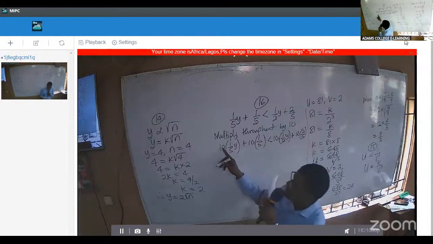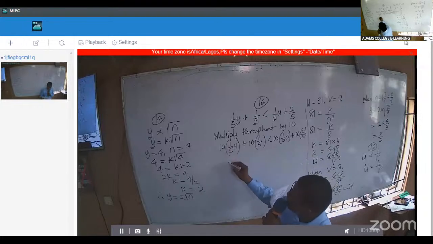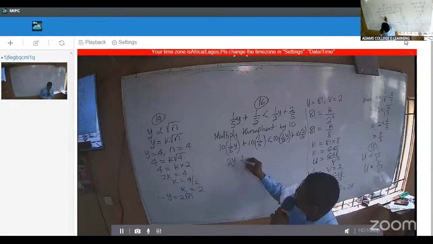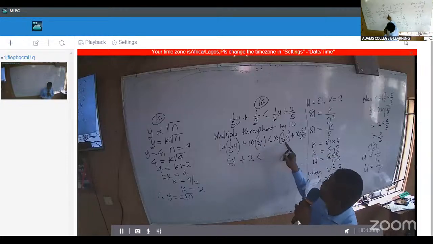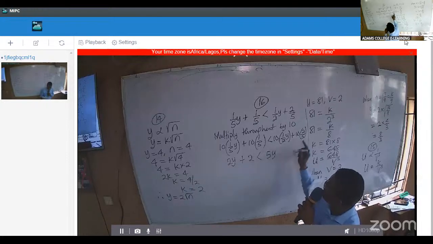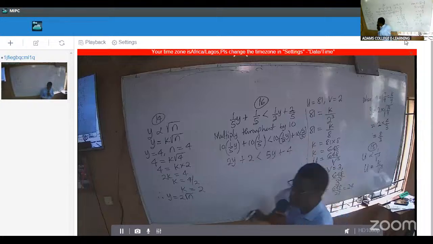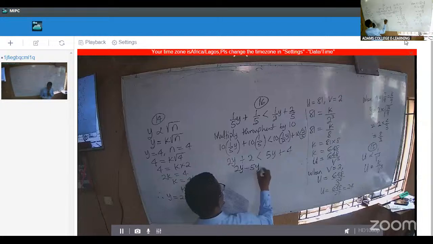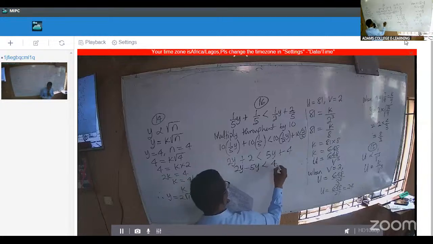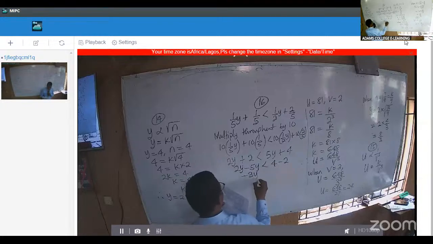What is 5 in 10? 2. 2 times 1, so we have 2y. What is 5 in 10? 2. 2 times 1, 2. What is 2 in 10? 5. 5 times y. 5 in 10, 2. 2 times 2, 4. Collect like terms. So now I have 2y minus 5y less than 4 minus 2. Minus 3y less than 2.